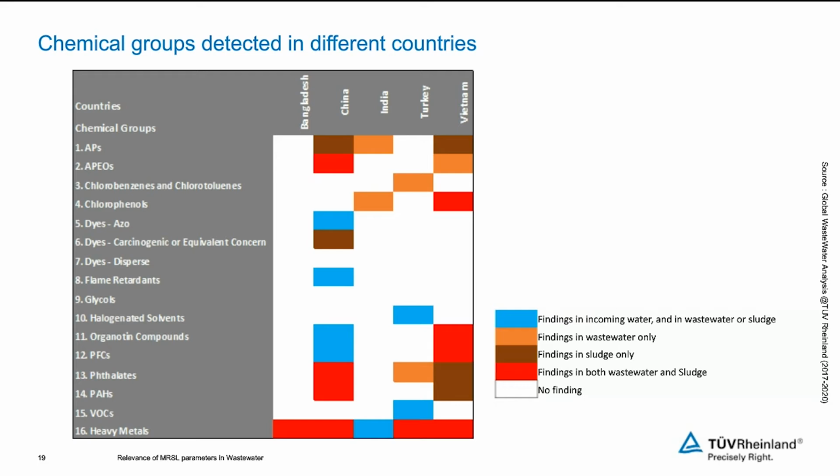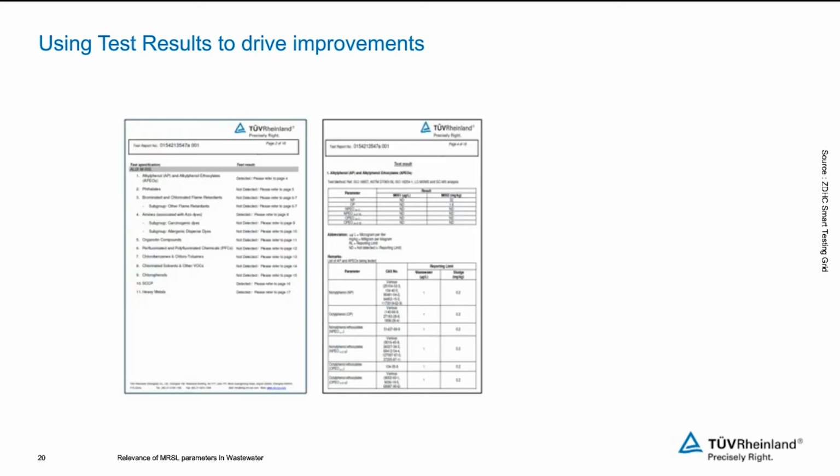Now, while factories set out efforts to implement better chemical management, wastewater test results are used as one of the tools to verify the effectiveness of the measures. While such tests are only a snapshot in time, the results can be useful for giving hints about aspects that need further improvement.